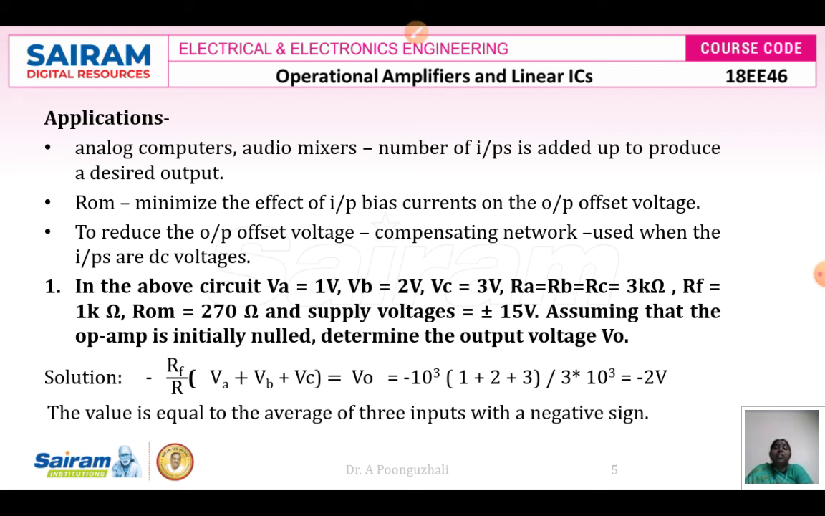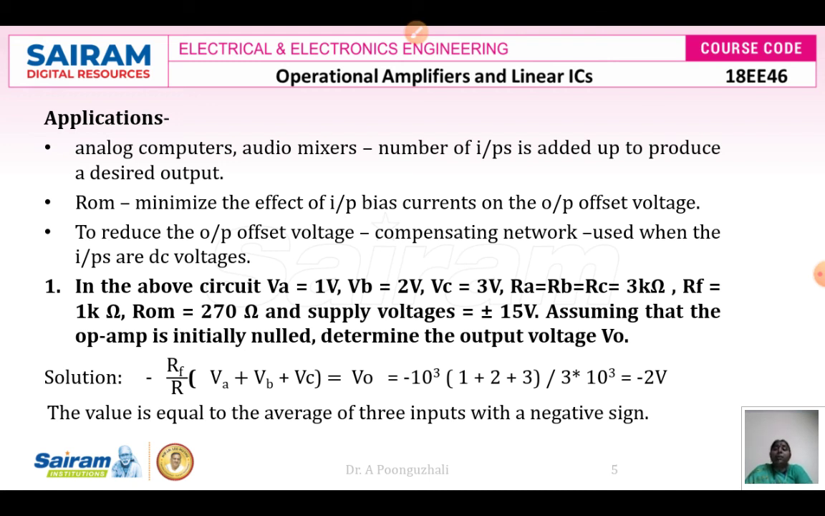Here in this case, if I want to minimize the output offset voltage, I'll be using a minimizing resistance ROM. This ROM is going to be used to minimize the effect of the input bias current on the output offset voltage. To reduce the output offset voltage, we will be using a compensating network, which can be used when I am using the inputs as DC voltages.